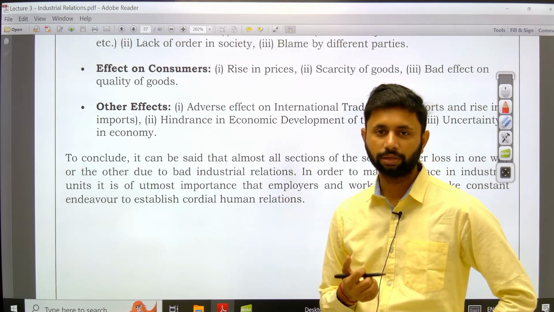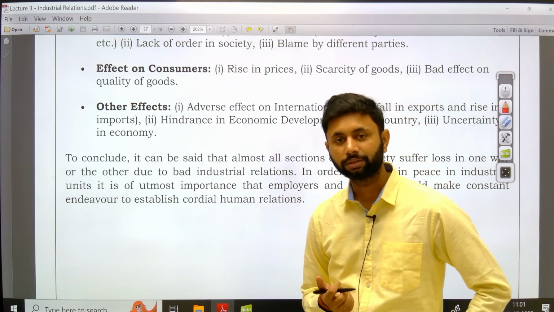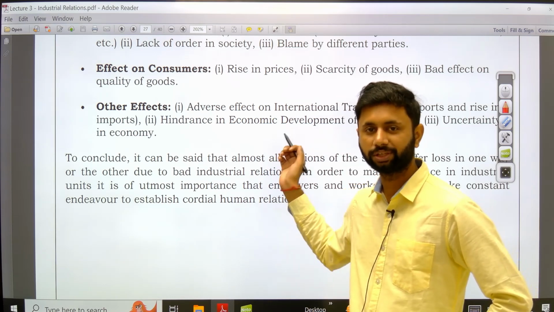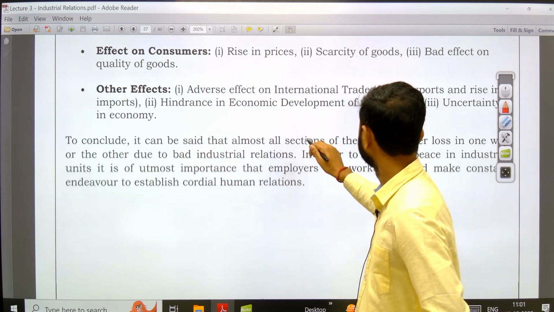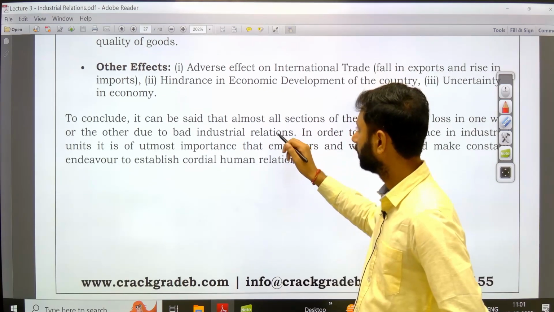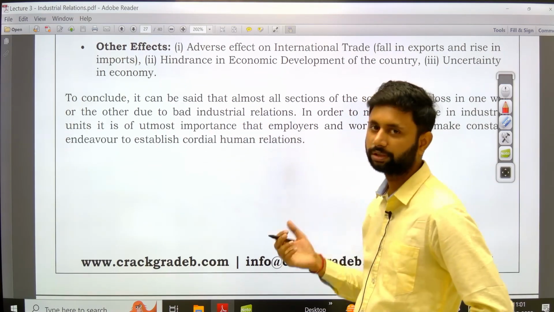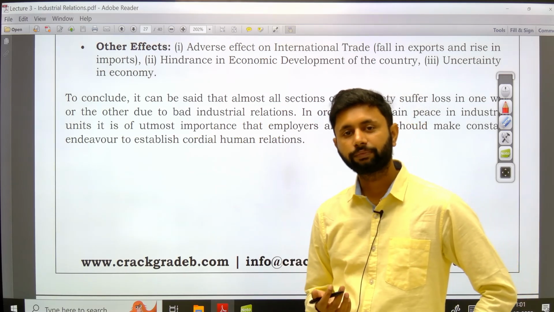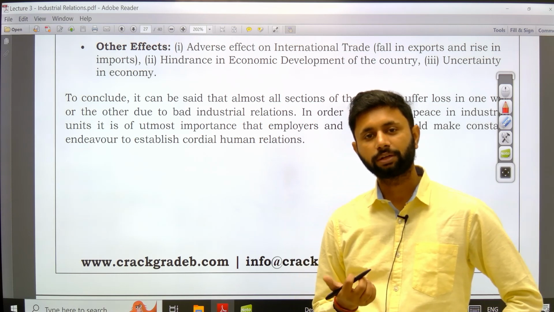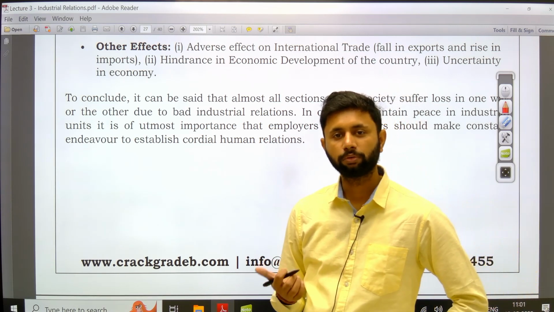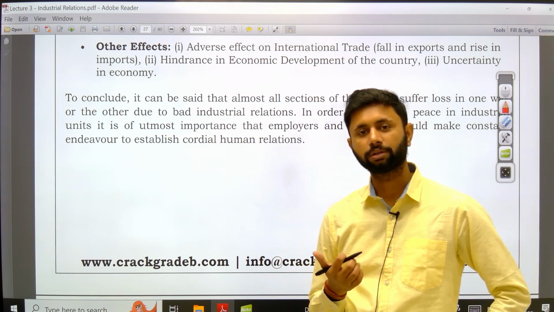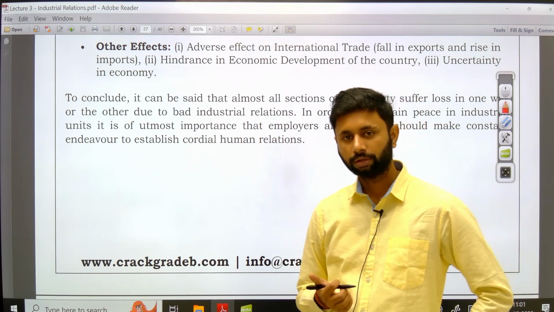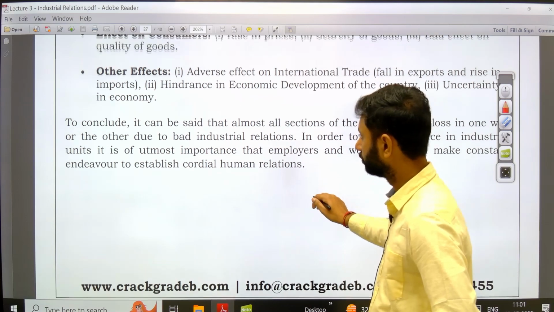Effect on consumers: obviously if the production will not be there, then the supply of goods will not be there, and when the supply of goods will not be there, inflation will come. Rise in prices. And other effects: obviously the international trade climate and the reputation of Indian workers will get damaged. The whole world will see that Indian workers are not disciplined and not collaborative if the labor issues continue to persist.